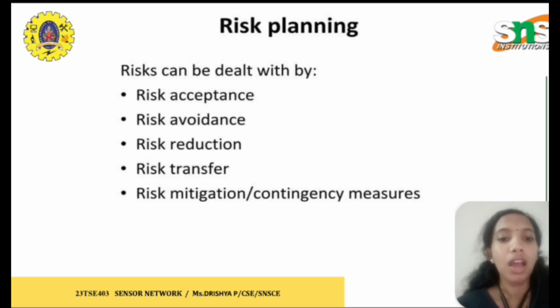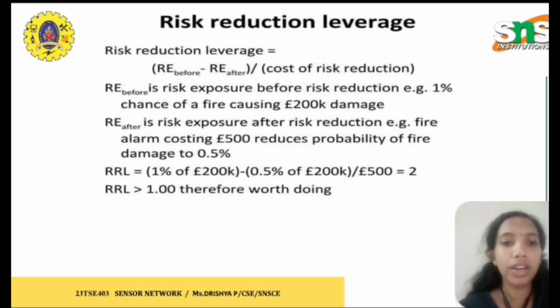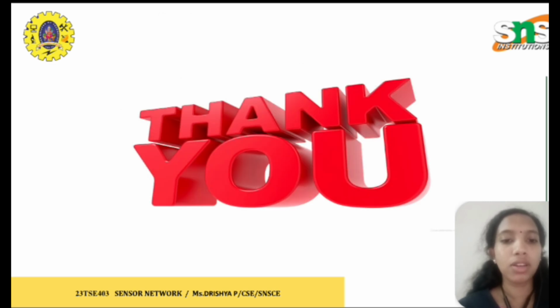Then risk planning. Risk planning is dealt with by risk acceptance, avoidance, risk reduction, risk transfer, and risk mitigation, which means reducing the risk. Risk reduction leverage is found from the risk exposure values before and after reduction. We take the difference and divide it by the cost of risk reduction. Then each range has to be found for risk evaluation.